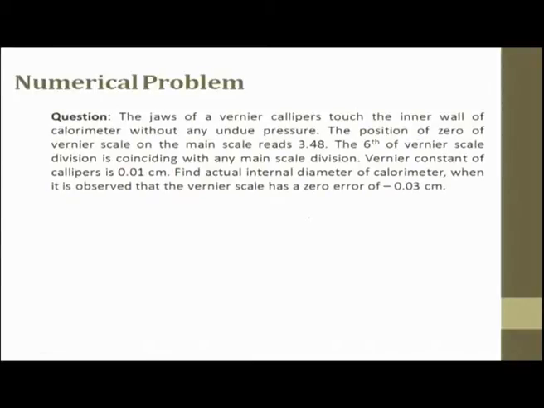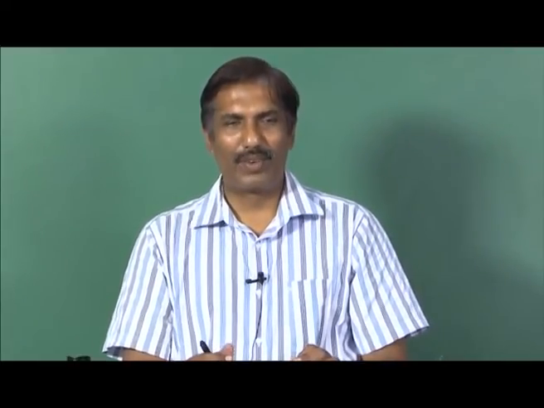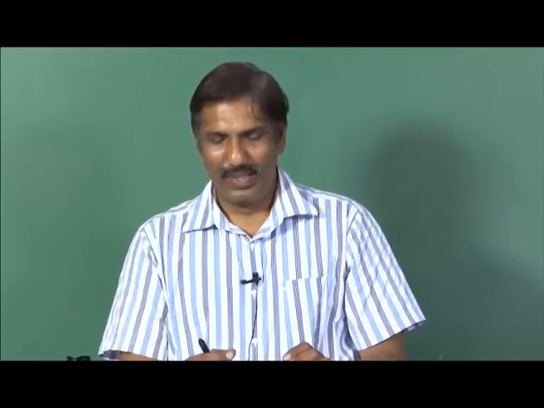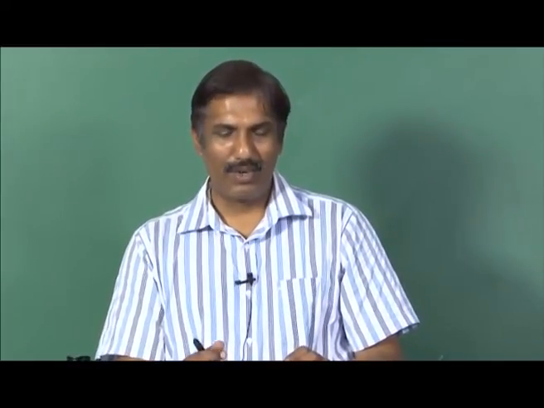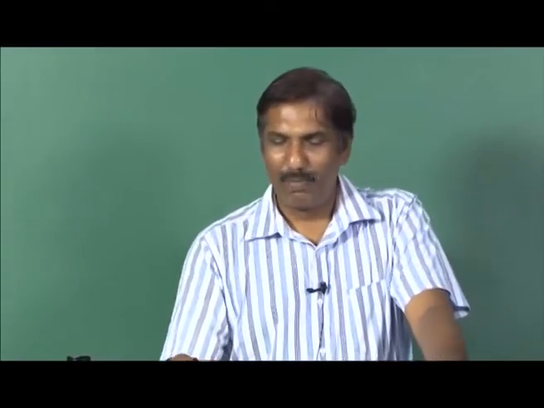So, let us take a simple example here to solve the problem. A jaw of a vernier caliper touches the inner wall of a calorimeter without any undue pressure. And by the way, when you use all these instruments, make sure that you do not apply tremendous pressure. That is why in a screw gauge, after the shaft is put inside, we start rotating the screw, and later when we rotate the vernier screw head, we just wait for the click sound, because the click sound will apply uniform pressure on the cylindrical component.